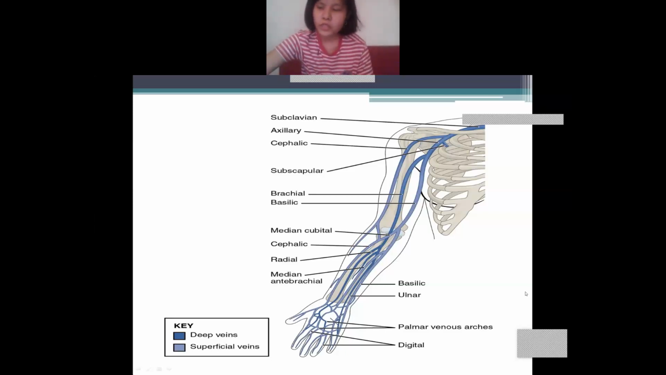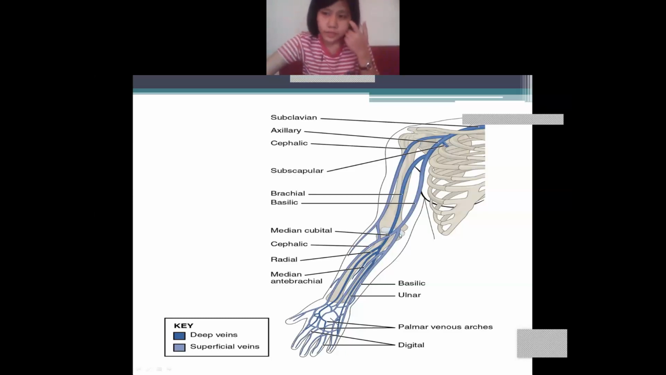Okay, superficial. And the next is deep veins. So deep veins, what are they? They lie beneath your tissues and your muscles. They lie very deep. You can't see them with your naked eye. So those are the two types of veins that you will find. First, let us discuss the deep veins.